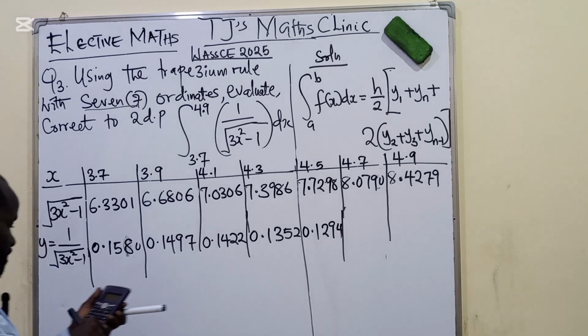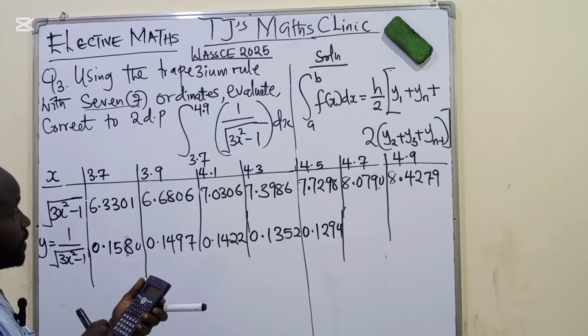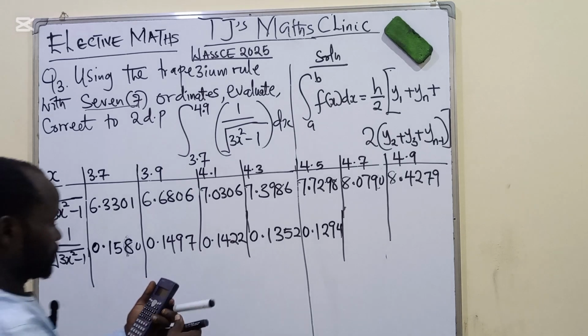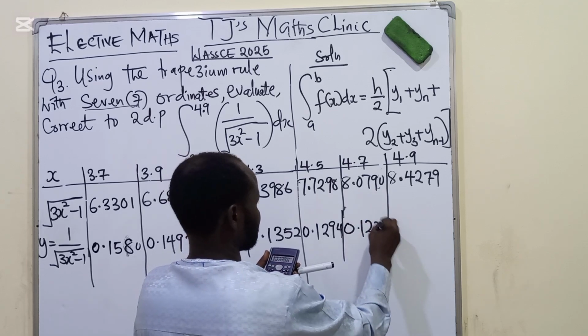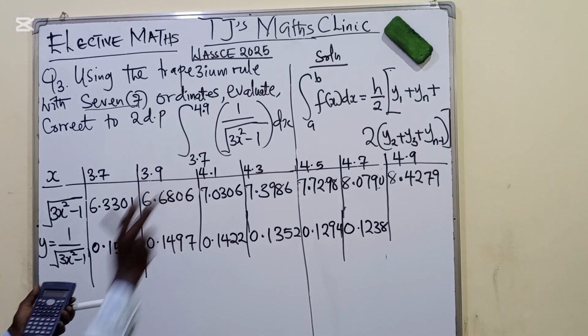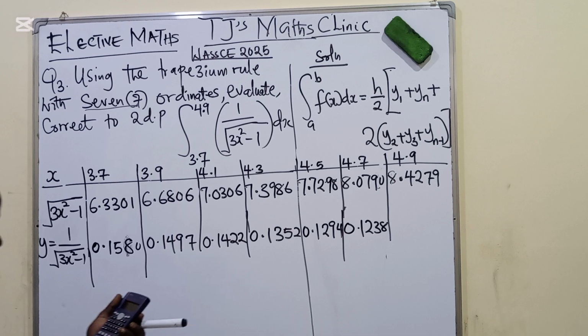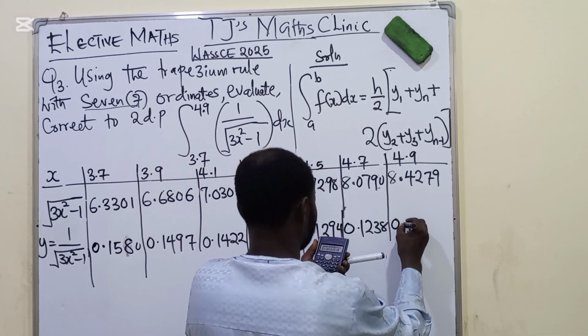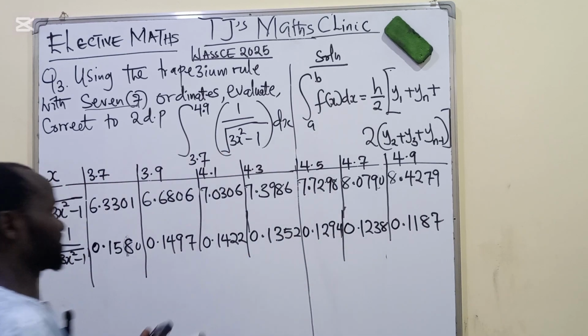Next, we do the same. That will be 1 divided by 8.0780. We have 0.1238 approximately. The last but not the least, very long as I said, but if you know it, it's very easy. Just be dividing 1 now. 1 divided by 8.4279. That will be 0.1187. Very important. So we're there.